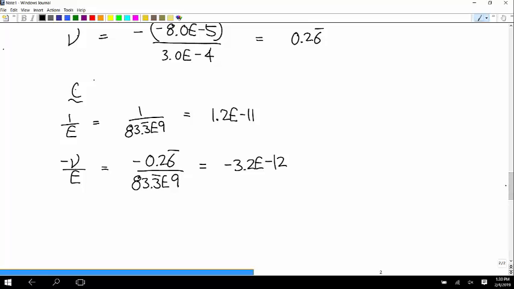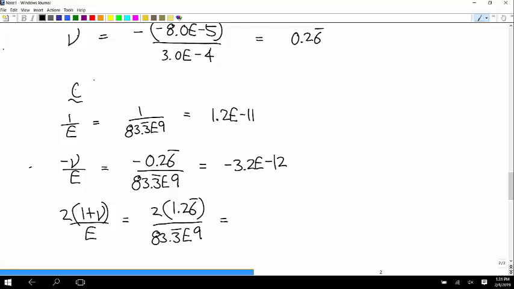And then the only other one is 2 times the quantity 1 plus nu divided by E. So that is 2 times 1.26 repeating divided by 83.3 repeating times 10 to the 9th. And that is 3.05 times 10 to the minus 11.